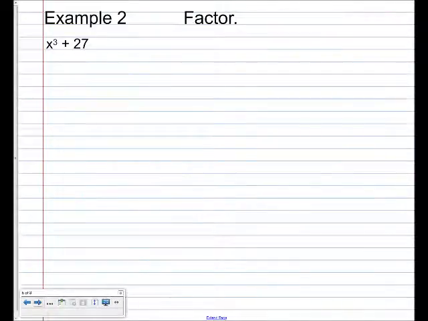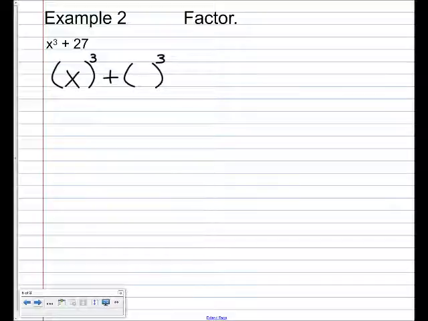So let's do an example together. We have x cubed plus 27. The first thing I do when I look at these is I want to know, if this is the sum of two cubes, then what cubed gives me each of those things? The first thing is x. X to the third power is x cubed. Do you know the cube of that will give you 27? That is going to be 3. 3 times 3 is 9. 9 times 3 is 27. So 3 cubed is 27.